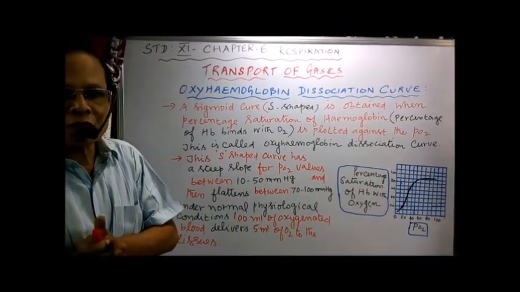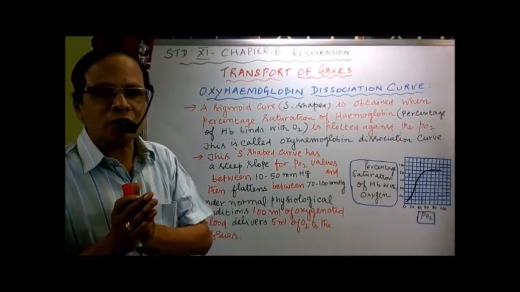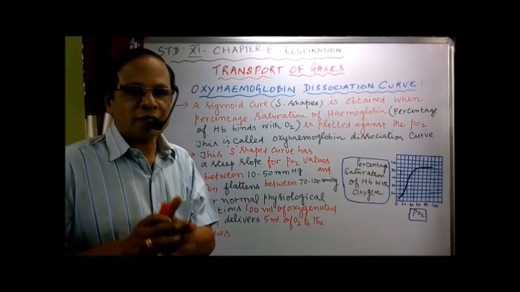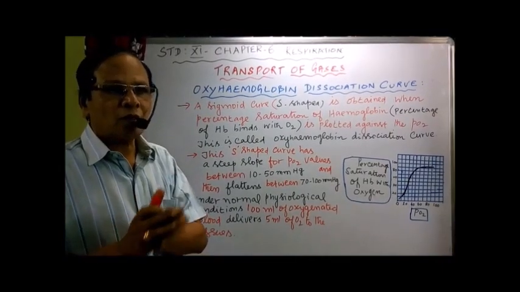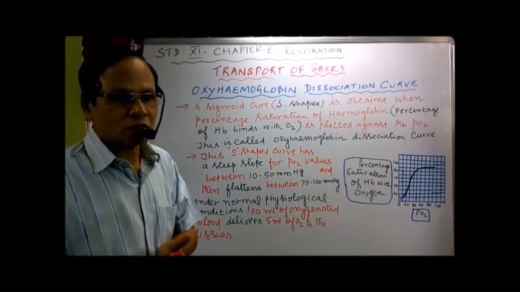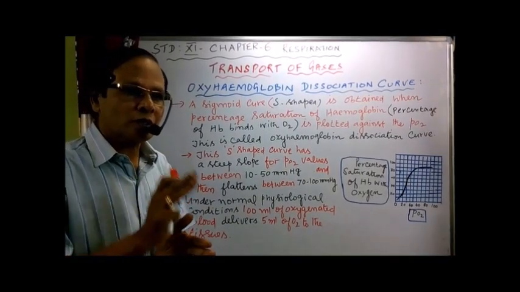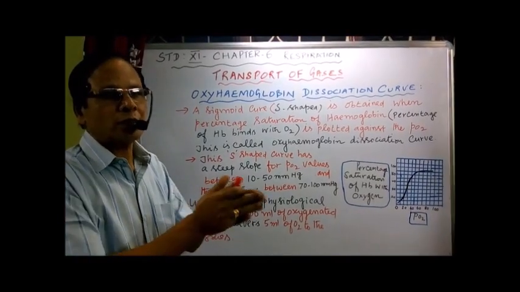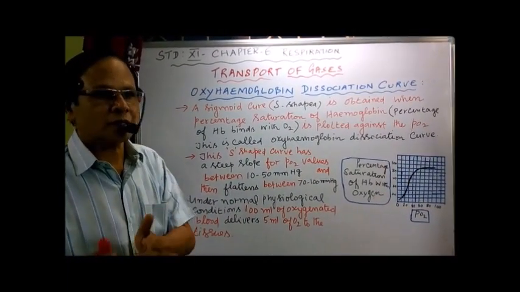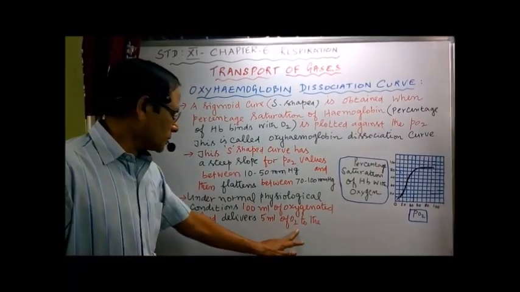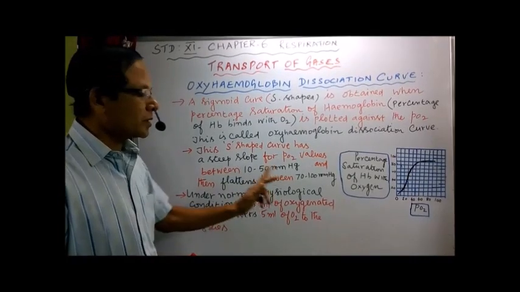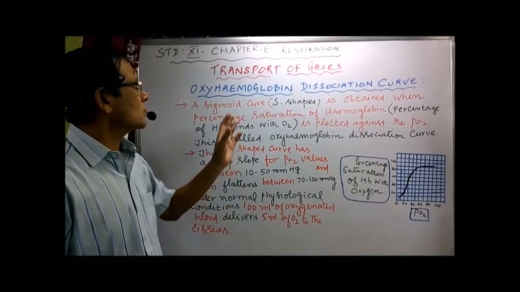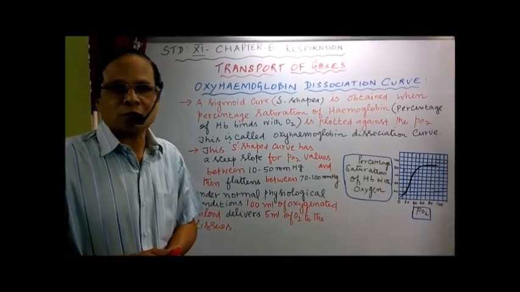Under normal physiological conditions, 100 ml of oxygenated blood delivers only 5 ml of oxygen. 100 ml of blood contains 20 ml of oxygen, but not all of it is delivered to the tissues. Only 5 ml out of 20 ml in 100 ml of blood is delivered. The remaining is retained as a reserve in the blood itself. So that is about the oxyhemoglobin dissociation curve, and the transport of oxygen is over.